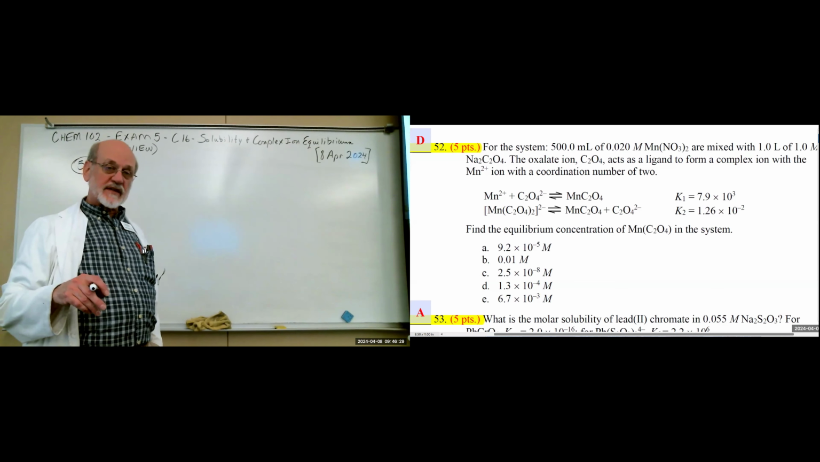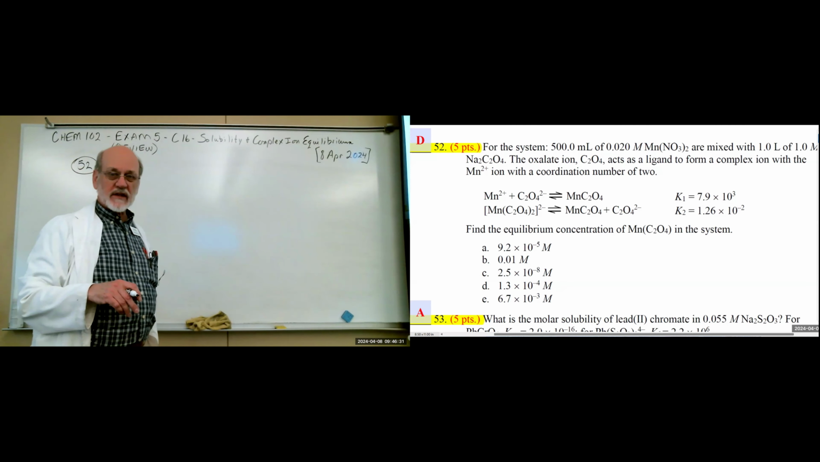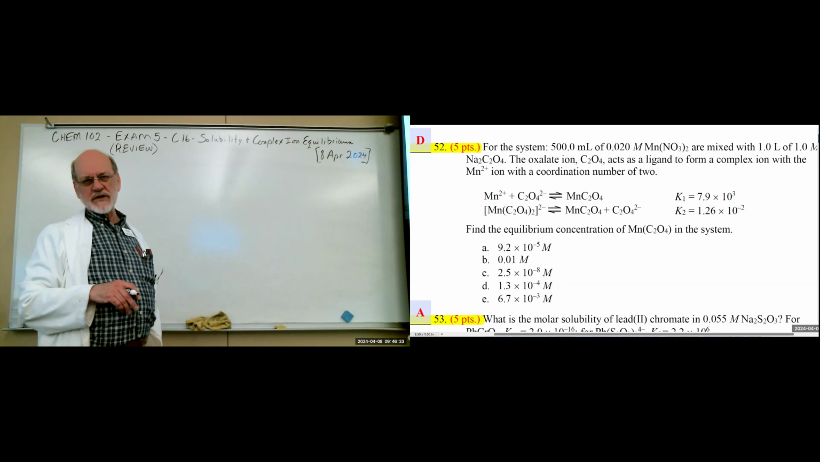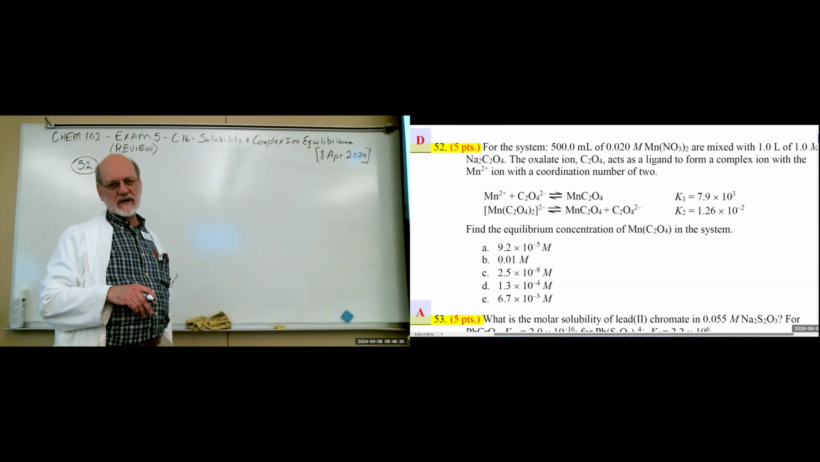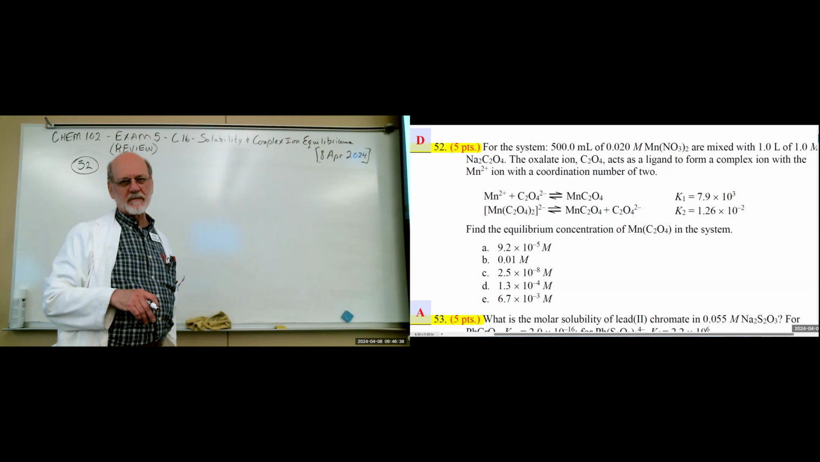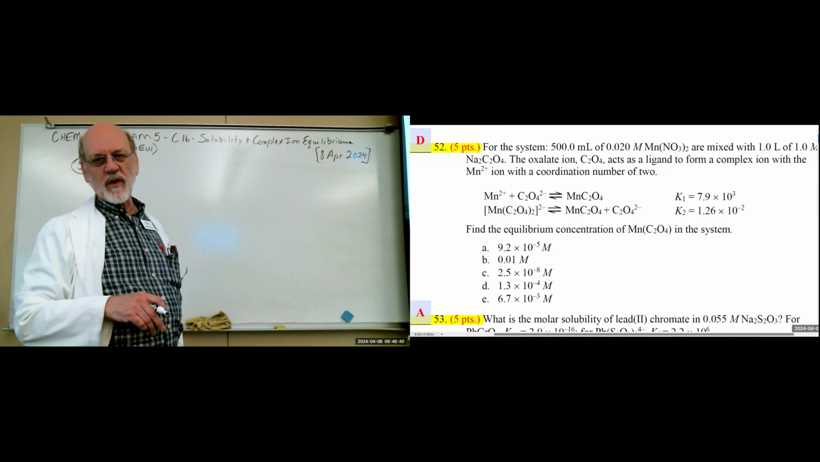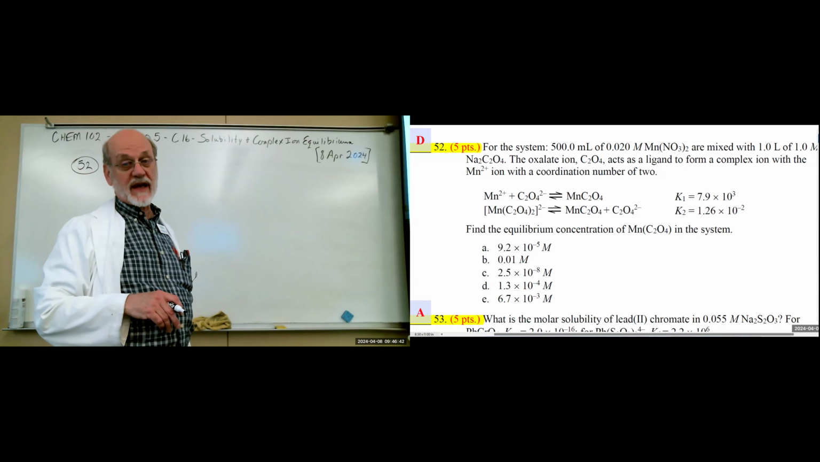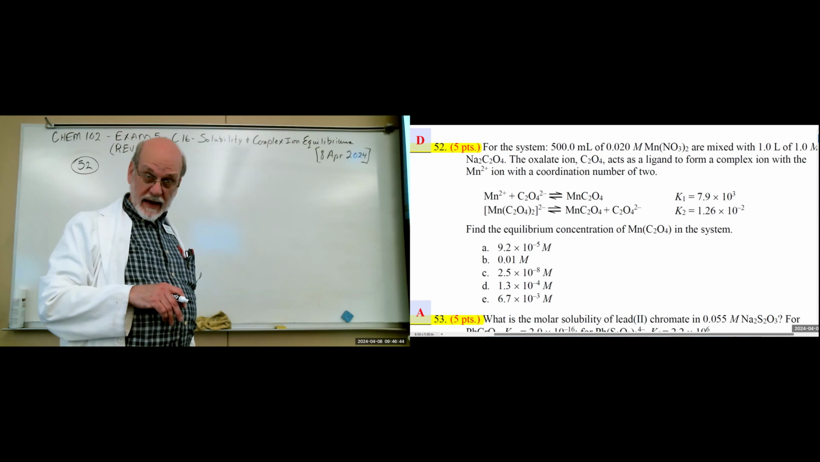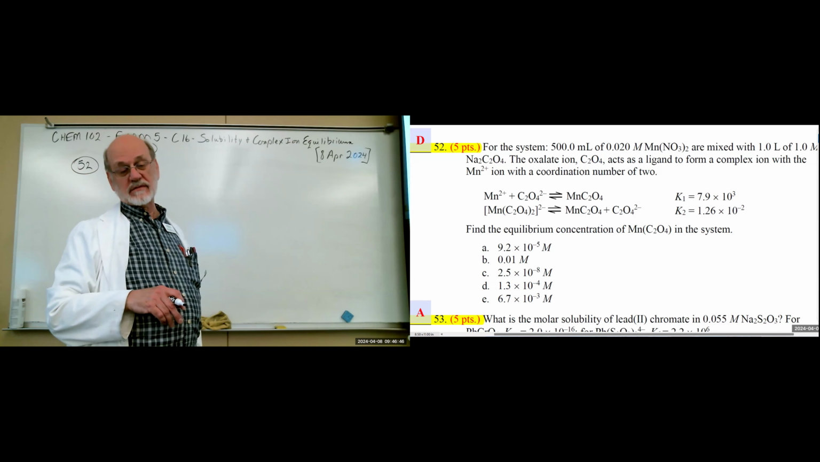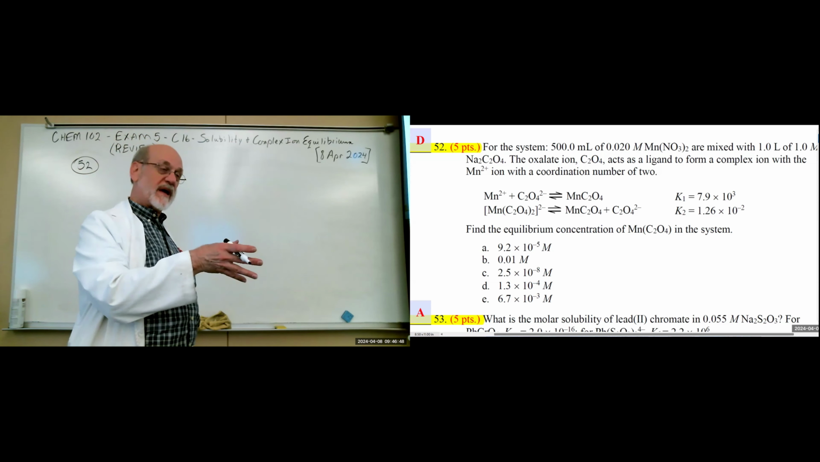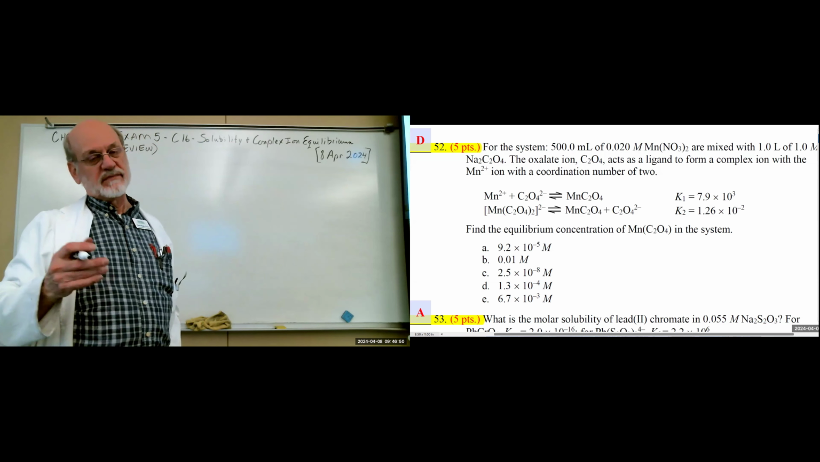Sodium oxalate, C2O4 is oxalate. The oxalate ion, which is missing its charge, needs to be a 2 minus charge in there, acts as a ligand to form a complex ion with the manganese ion with a coordination number of 2. That just means that for every 1 manganese, there are 2 oxalates. That's all that means.